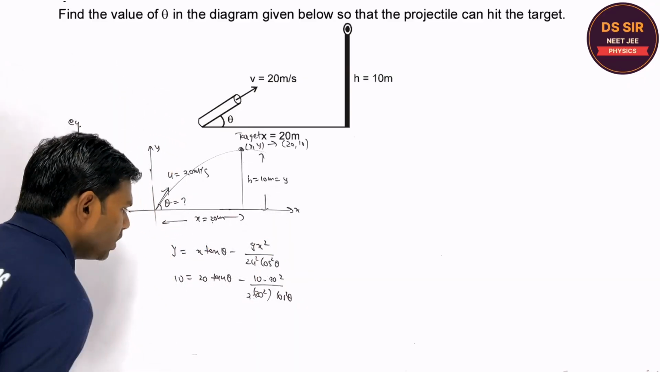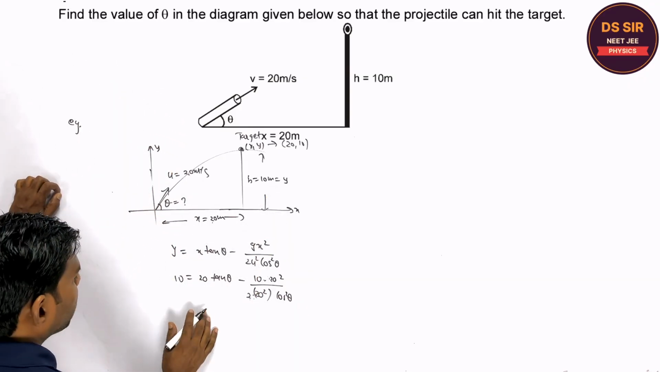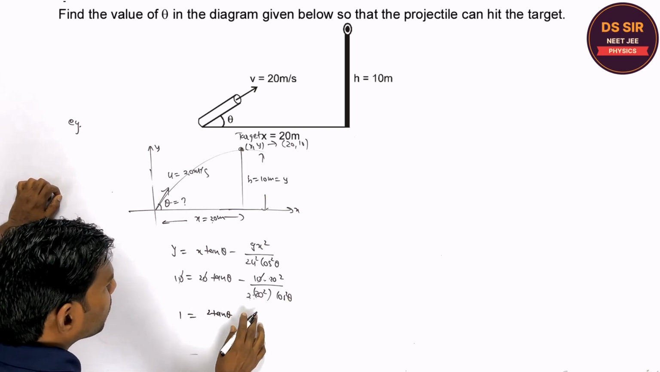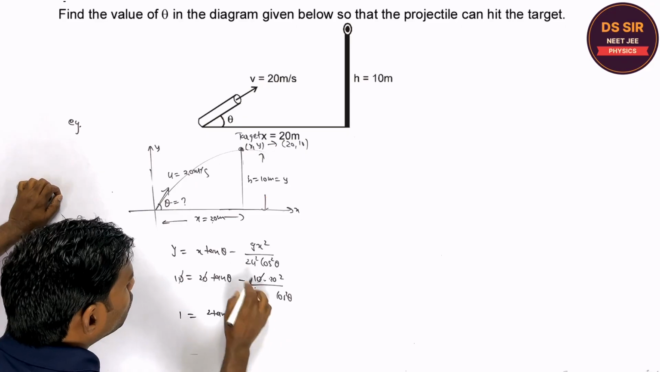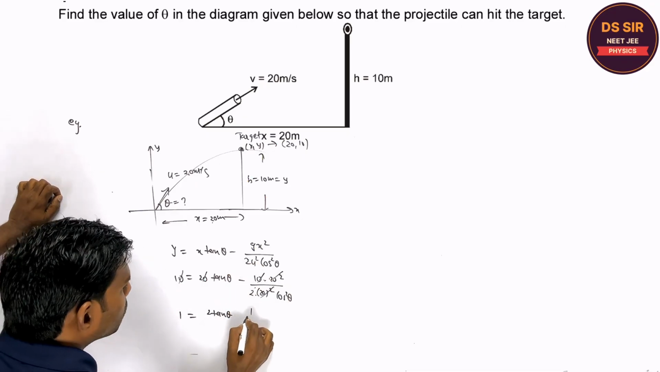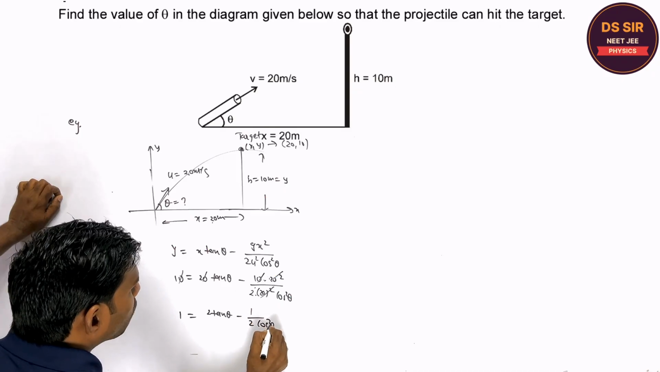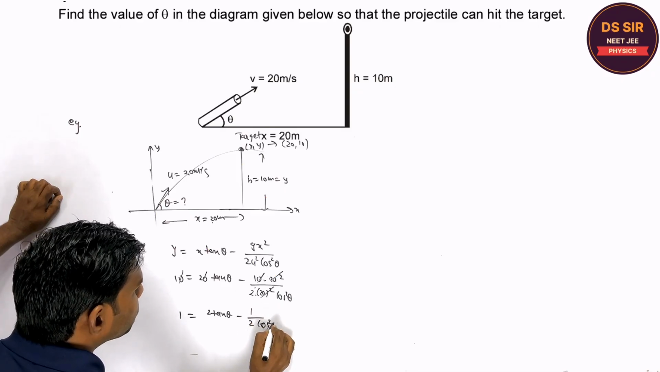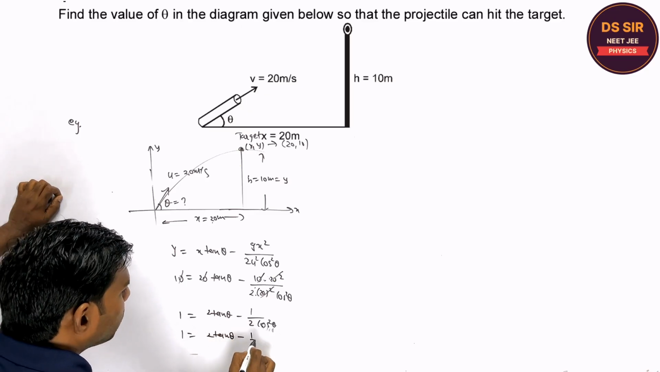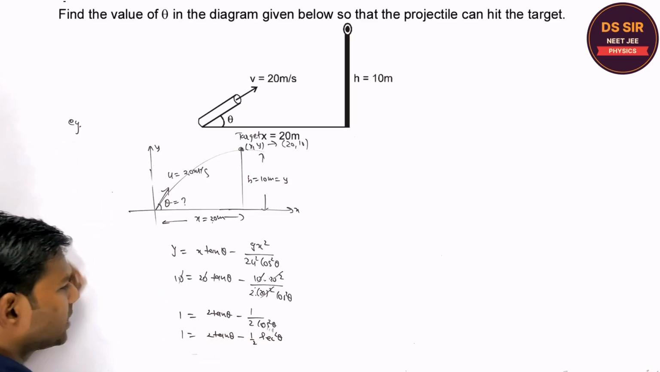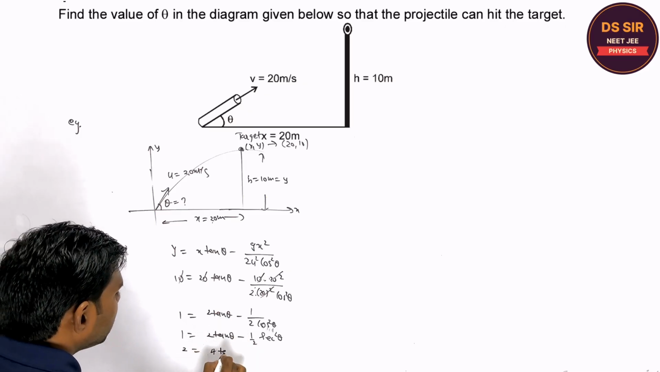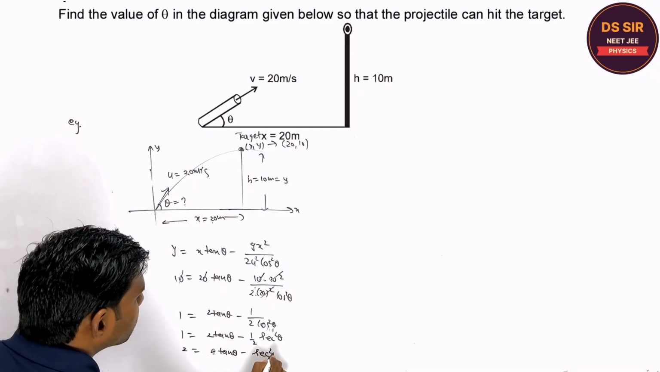Is it clear? Now we will try to solve. The zeros will cancel out. Suppose 1 is equal to 2 tan theta, minus 1 upon 2, this is cos square theta, since the 2 into 20 square also cancels out. Fine. So 1 is equal to 2 tan theta minus 1 by 2 sec square theta. Is it clear or not? So multiply by 2: 2 is equal to 4 tan theta minus sec square theta.